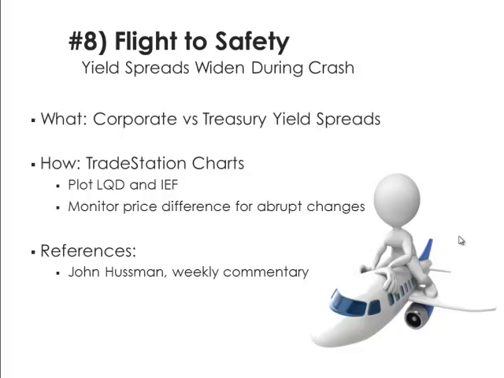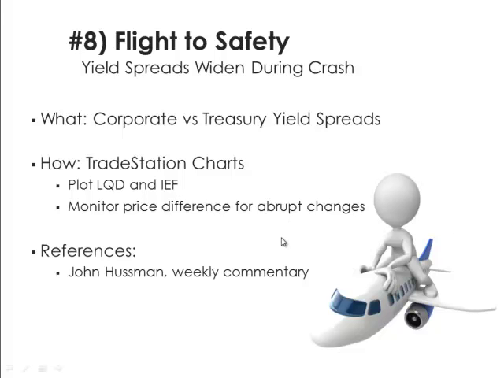Okay, number 8 is keeping an eye out for a flight to safety. What happens is the yield spreads tend to widen during a crash, and John Hussman, in his weekly commentary, keeps a keen eye on this and has the tools to look directly at what the yields are and what they're doing. And what I fashioned is my own way of finding it using the data I had rather than going to purchase a lot of data feeds on bonds just for this reason. I instead took some ETFs.